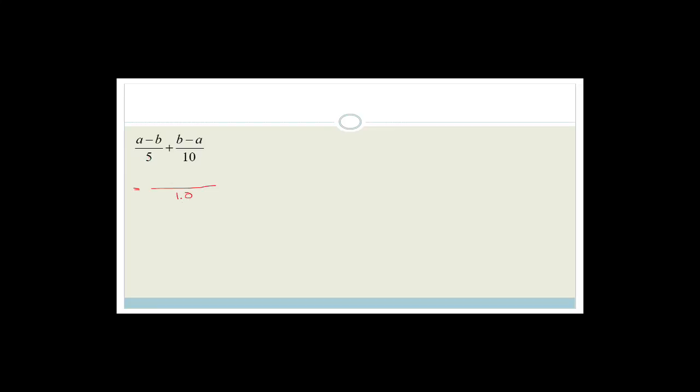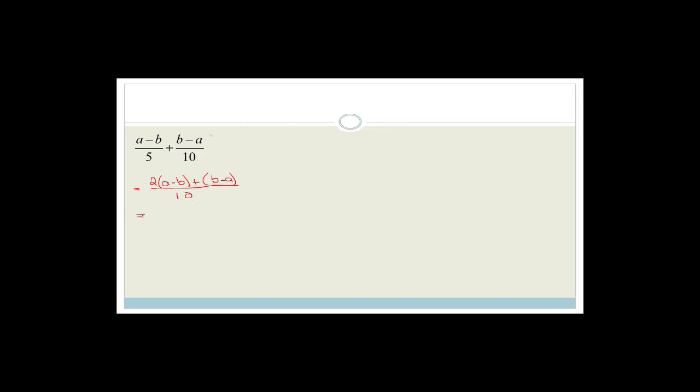5 goes into 10 twice, so we go 2 times whatever the numerator is, which is A minus B. Plus, 10 into 10 is 1, so it's going to be 1 times whatever this numerator is, and it's B minus A. I would honestly suggest that it doesn't matter if this is a plus or minus, I would always put the numerators of the different fractions in brackets so that it's easy to separate them out. And what's important about that is that if this is a minus, then you'll have been in such a good habit of doing this that you won't make a mistake.